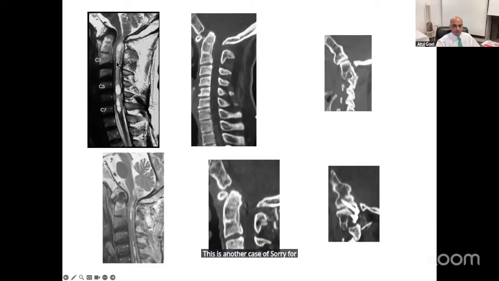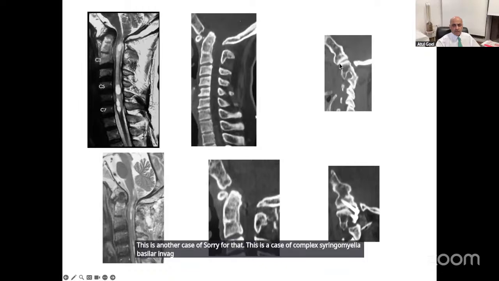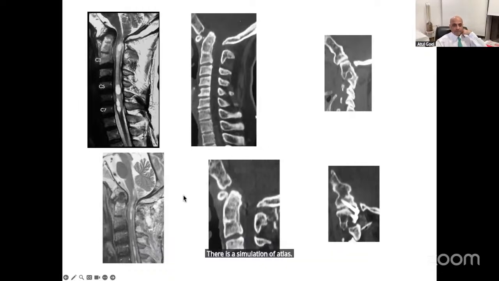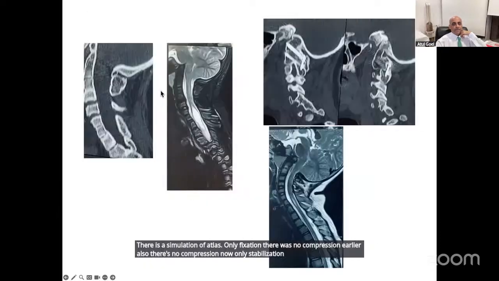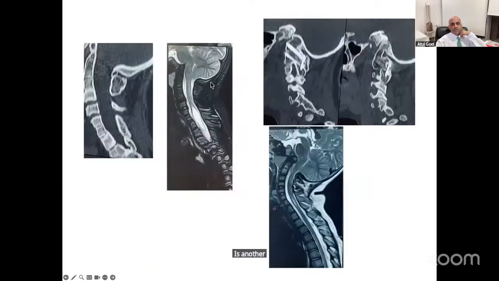This is a case of complex syringomyelia, basilar invagination, assimilation of atlas. There is assimilation of atlas, only fixation. There was no compression earlier also. There is no compression now, only stabilization. Syrinx has reduced.